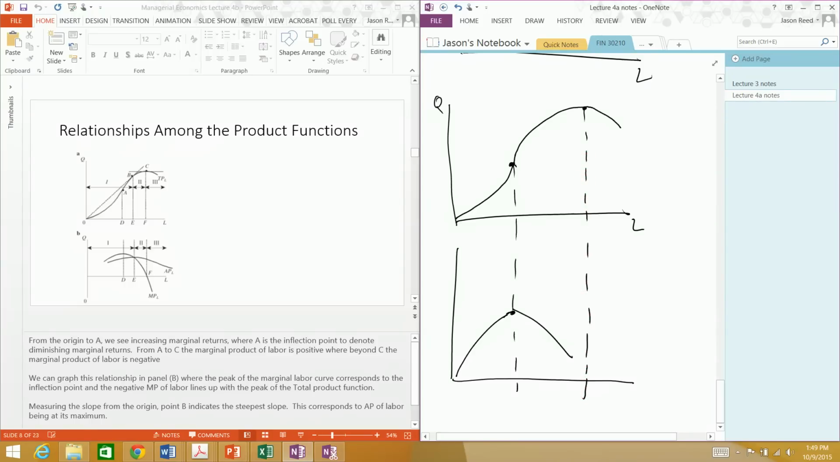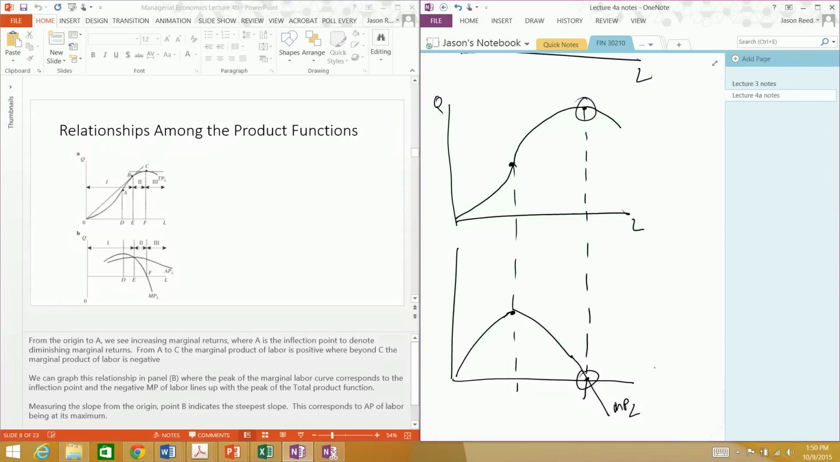And we know then that after this maximum point here, marginal product essentially has to be negative. So that's how we know the intersection occurs at this point as well. So now we've constructed marginal product of labor. We now can try and create this average product of labor.